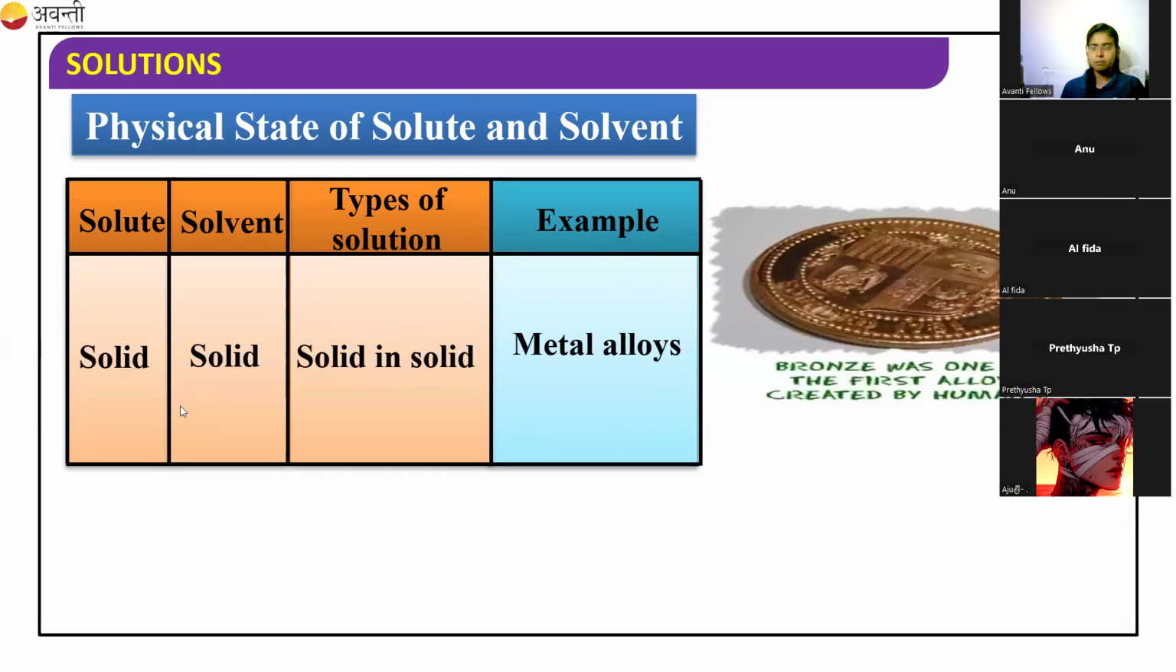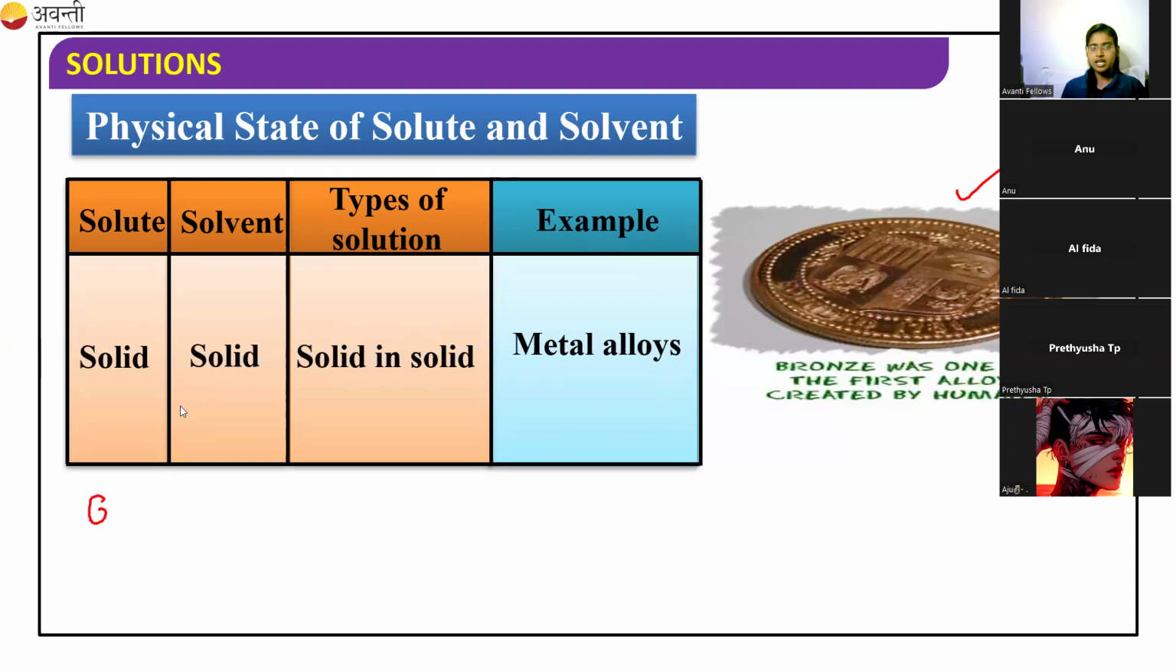So you see here, bronze. It was one of the first alloys created by humans. Okay, so it is an alloy, which is a solid in solid mixture. Bronze, brass I have shown you in the beginning, no? So it is also a solution of solid in solid type. Okay, clear? So how many types have we discussed? Totally 9 types we have discussed.